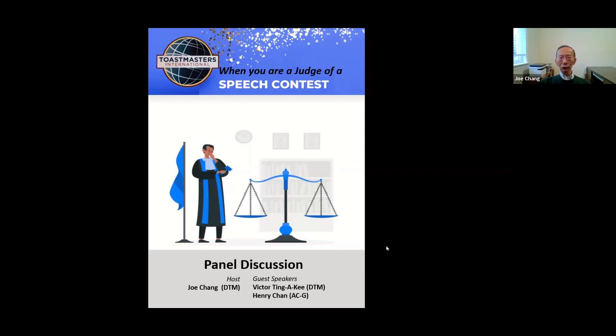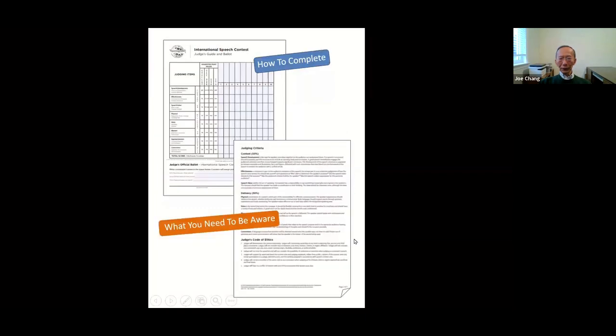First of all, let me show you the form. The first part of the form is the one with a chart, and it is called the balance. And the bottom half of the picture you see is the rules and also the code of ethics of a judge. Let's go through the first part, which is the chart.